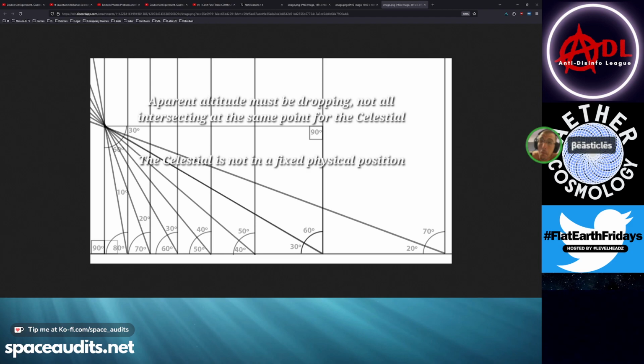Apparent altitude must be dropping, not all intersecting at the same point for the celestial. Celestial is not in a fixed physical position. Right. So that's a little bit past what we're at, but look. Sorry, no, no, no, I put it in there because that's where we're going next. So this is what I'm talking about, right?